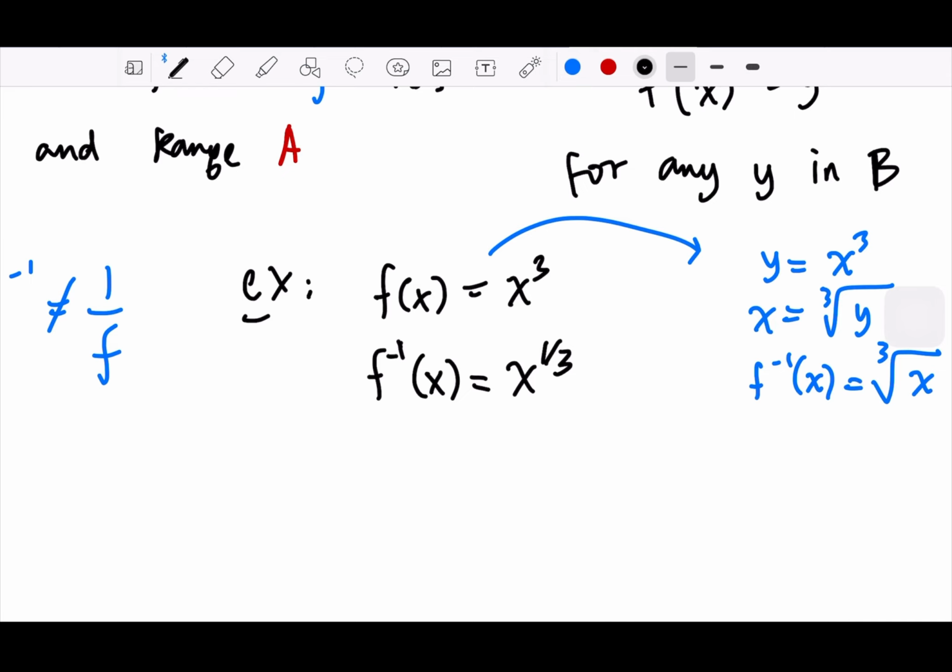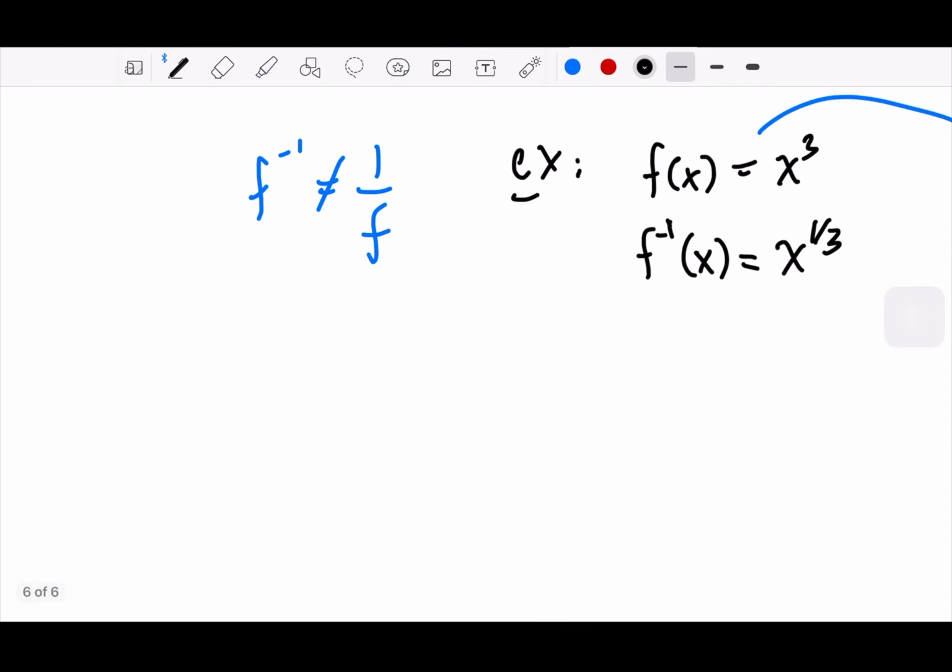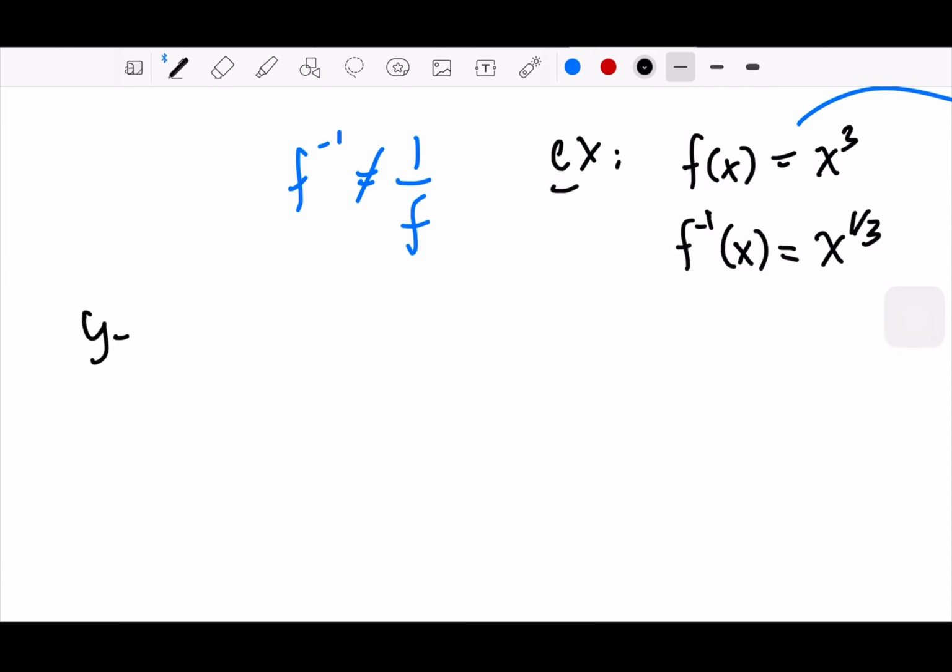You can also check through the graphs. The x cubed, you have something like that, right? And when you have x to the power of 1/3, or the cubic root of x, you are actually just rotating the graph, just like with x squared and the square root of x. Okay, so let me write here just to give you the easy graphs.